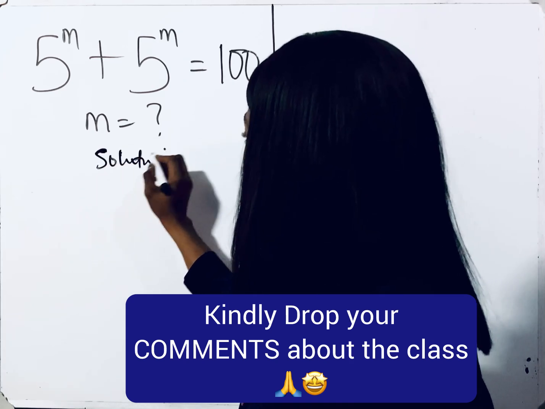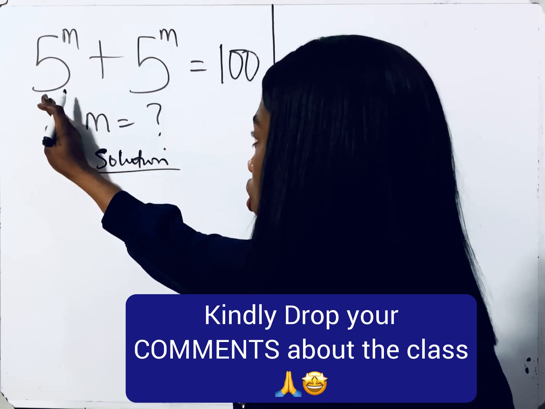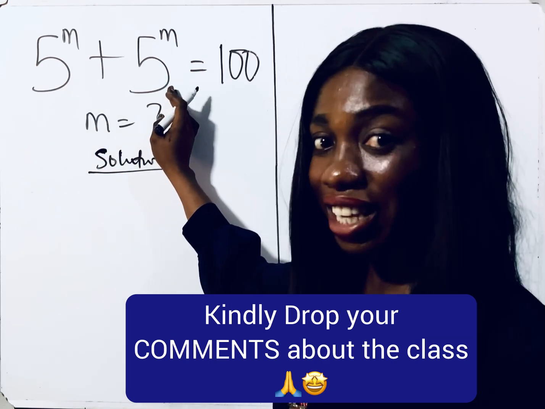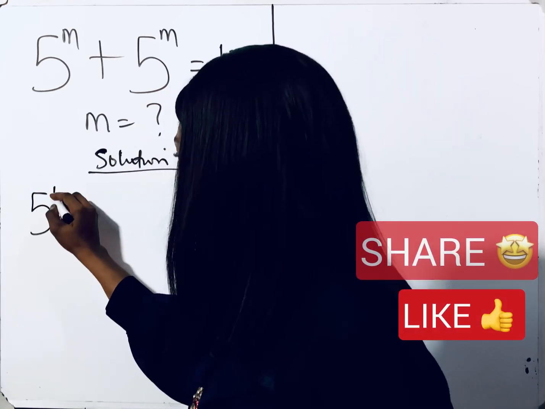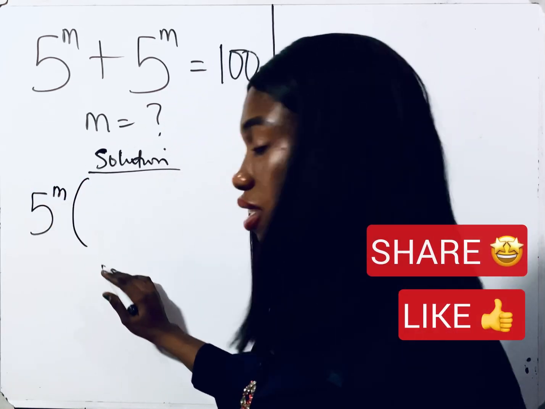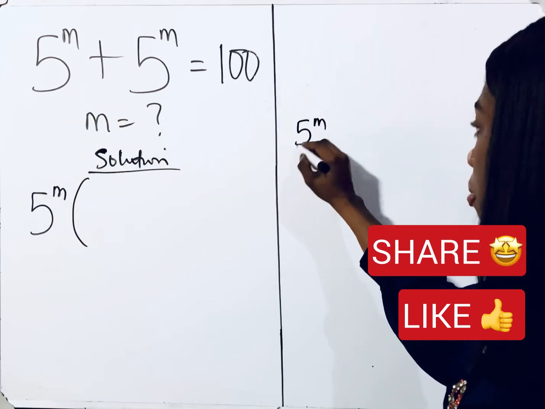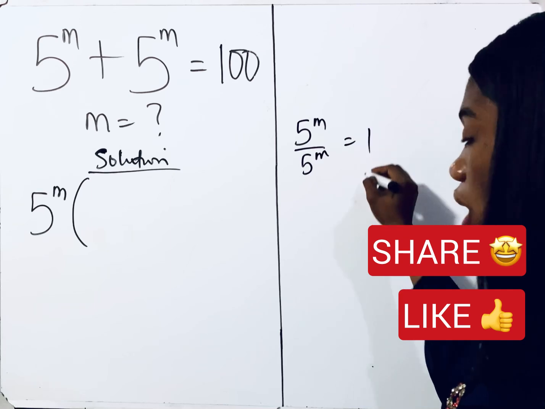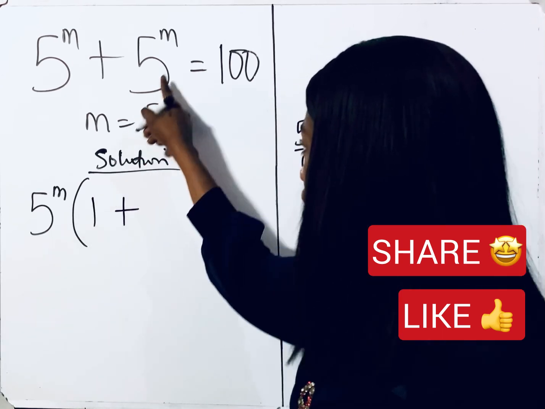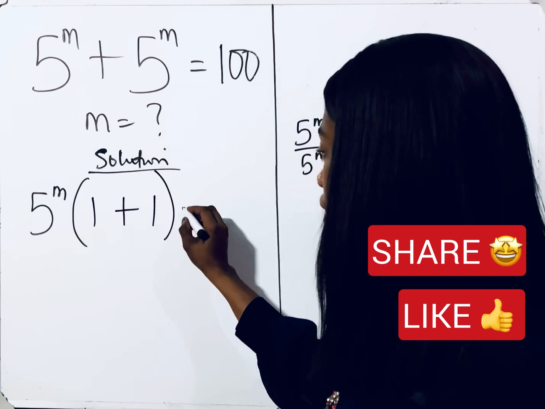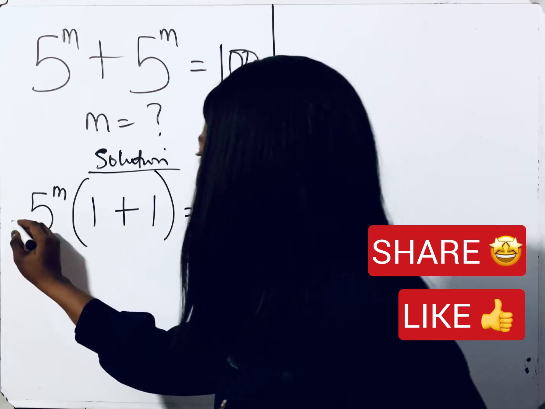Now, when you look at this question, you observe that on this side, these numbers are repeated, so you can choose to factor it out. So let's factor out the 5 to the power of m. Then open a bracket, use this to divide this, and when you divide a number by itself, it gives you 1. Did you see that? So we're going to have 1 plus, when this divides this, it also gives 1. Everything is equal to 100.